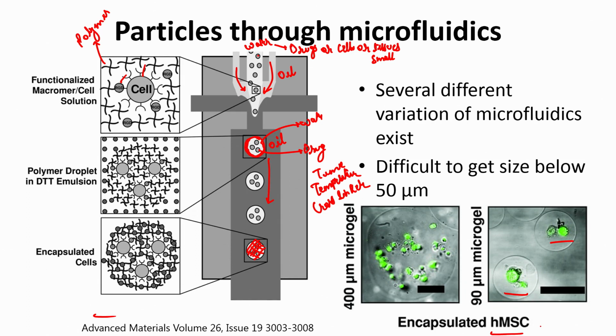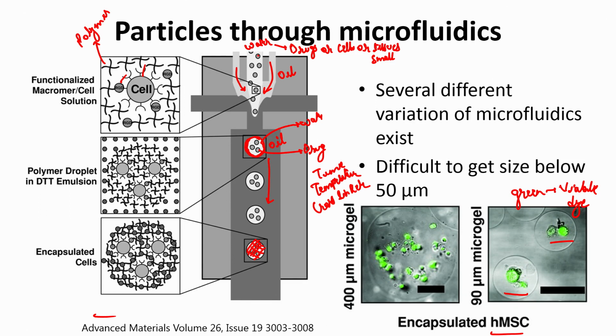in this case human mesenchymal stem cell, and you get very nice viability. Green is, in this case, a viability dye, and here we see that all the cells are being labeled as green, which means that they are all alive. So, as I said, there are several different variations of microfluidics that exist in the literature.